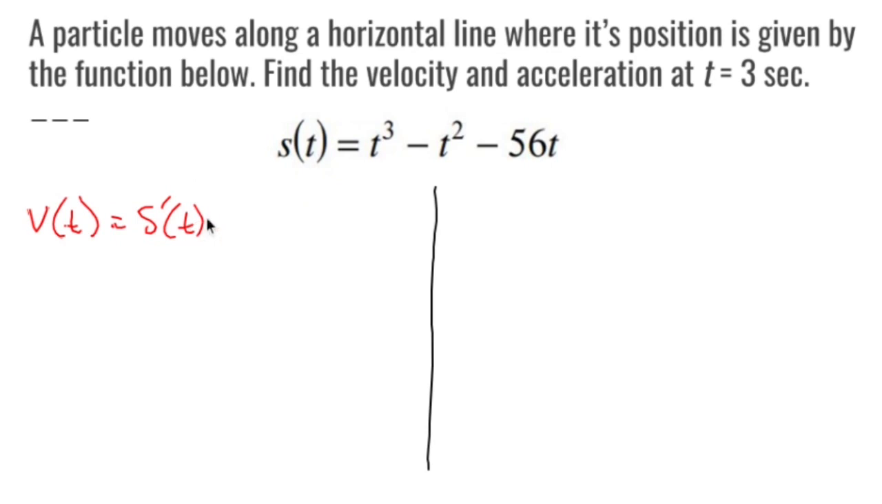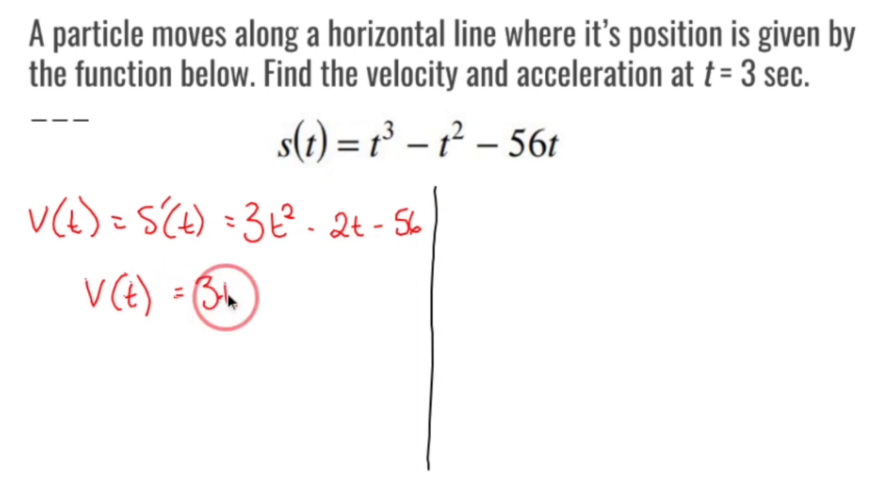So I need to take the derivative of s. So s prime is going to be 3t squared minus 2t minus 56. Okay, power rule, power rule, power rule. This is the velocity function right there. Let me rewrite it out. The velocity function is 3t squared minus 2t minus 56.